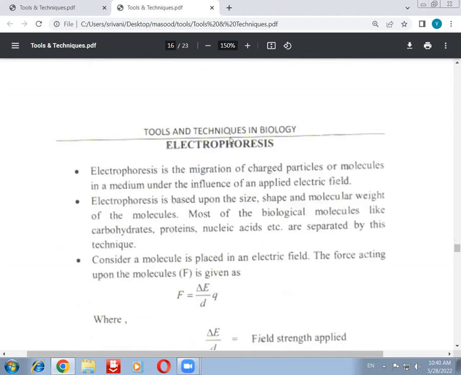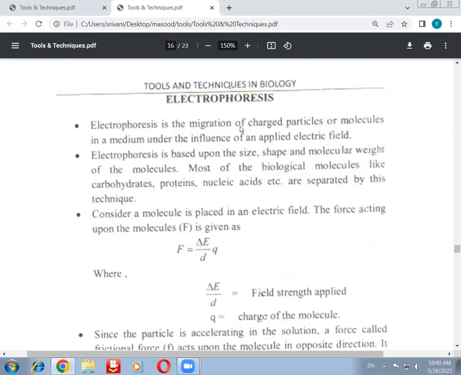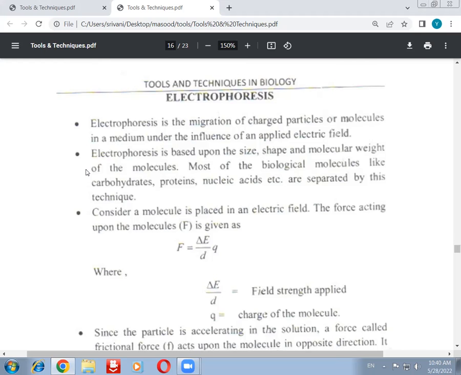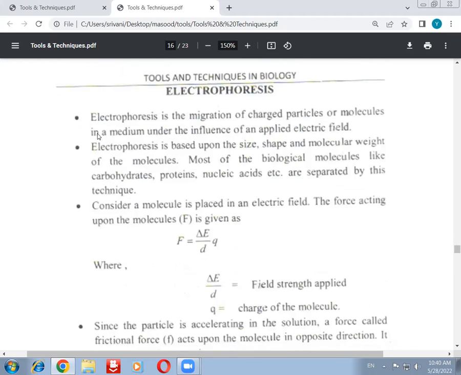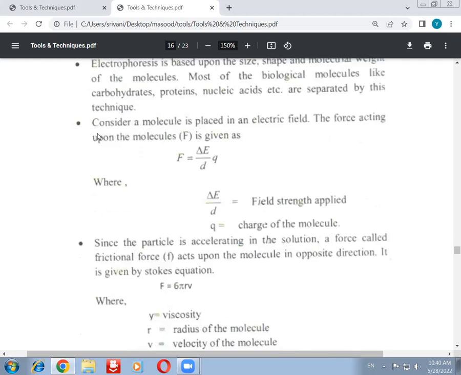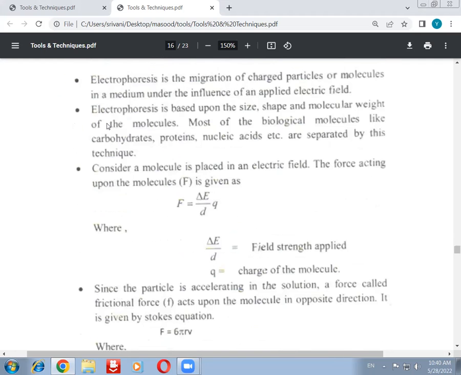Next, electrophoresis. Electrophoresis is the migration of charged particles or molecules in a medium under the influence of an applied electric field. Here we are using an electric field, so we can pass electricity into this. Due to the electricity, the electrolysis process is done. Electrophoresis is based upon the size, shape, and molecular weight of the molecules. So due to that, we can separate molecules as well as substances.